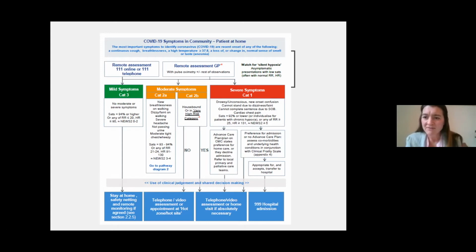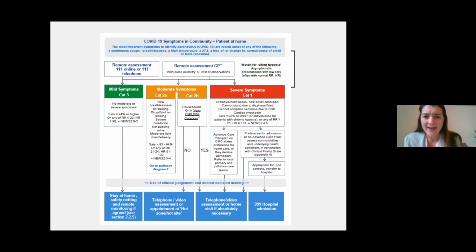And these are subdivided into category 2A and 2B. So the 2Bs are the housebound, or they're very high risk in terms of their risk factors. So you may feel that they definitely need a home visit. And again, usually us as GPs are now doing this kind of visit, or you might be able to get your local rapid response team to help.